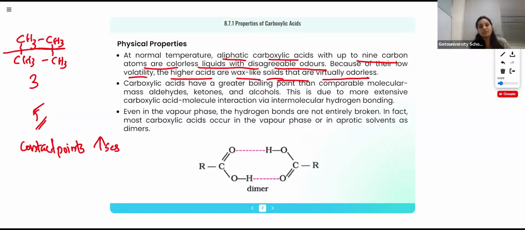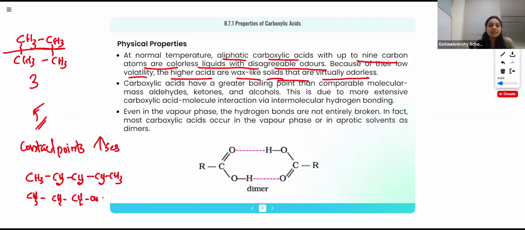At the same time, you are taking propane, pentane. Pentane means 5 carbons, CH3, CH2, CH2, CH2, CH3. If you want to break the force of attraction between pentane molecules, you have to break 5 forces of attraction. See here, 5 points of contact are there. When these points of contact increase, the attraction between them is increasing, and they normally exist in solid form. That's why when the number of carbon atoms is increasing, they have a tendency to exist in solid form, meaning wax-like solids. The nature is like that.